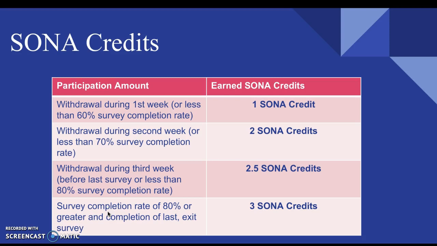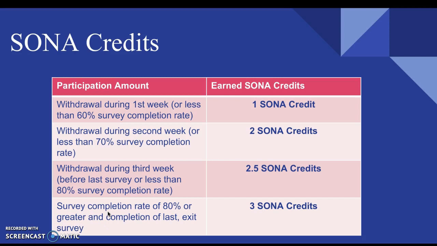Then, for your SONA credits, your participation is very important in order to receive the full SONA credits. To receive 1 SONA credit, you will have withdrawn during the first week or completed fewer than 60% of the surveys, the daily goal progress and the nightly surveys. To receive 2 SONA credits, you will have withdrawn during the second week or completed less than 70%.